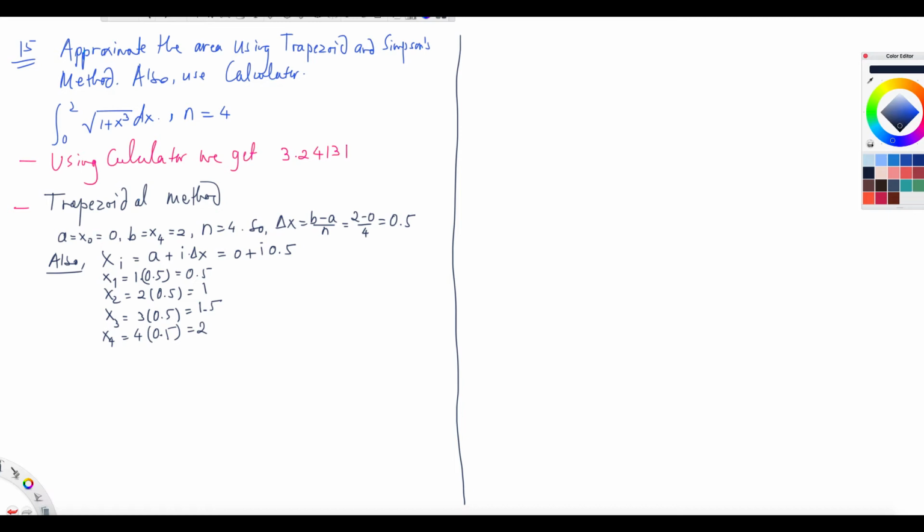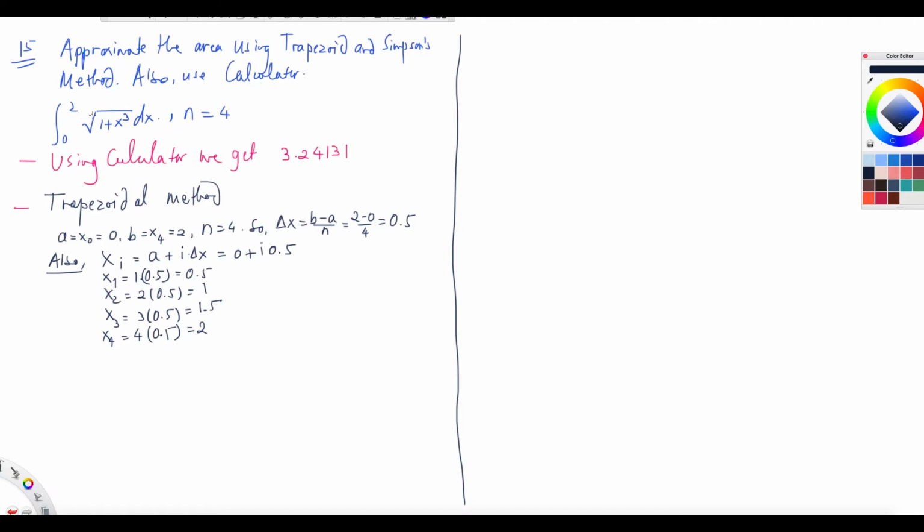Before we go to the error analysis, let me give you one more example just to make sure that you guys understood the thing, okay? So the example number 15 from the book says approximate the area using trapezoid and Simpson's rule, both methods, and also use a calculator to find out the answer, okay? This is the integral from 0 to 2 of the square root of 1 plus x cubed dx, and n equals 4.